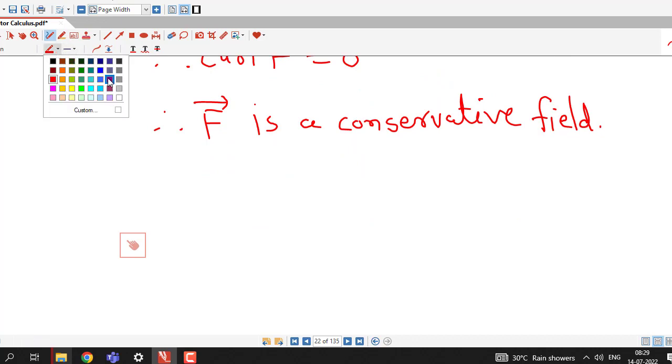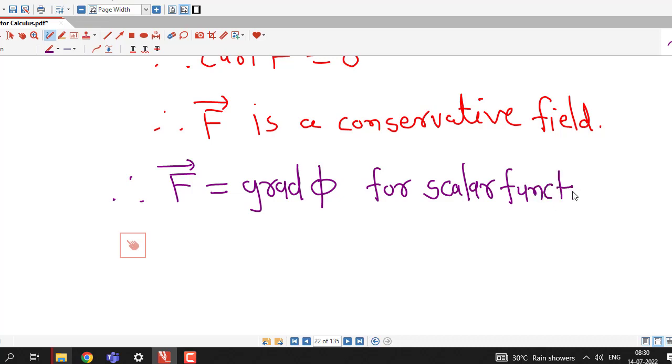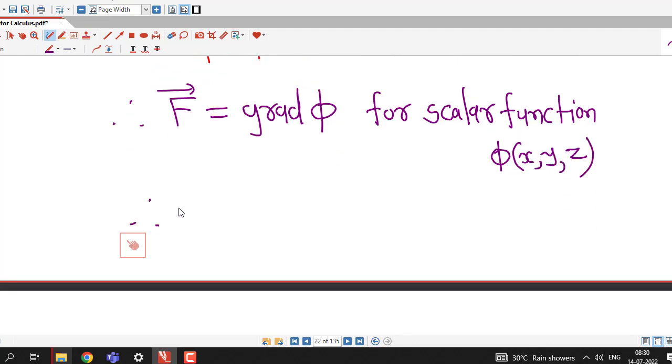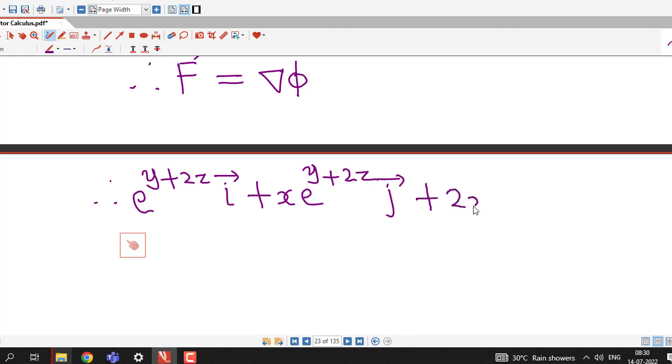And now, because F bar is conservative, we can write F bar equal to gradient of some scalar function. They are using phi notation for scalar function or scalar potential. So we also use the same notation phi for scalar function phi, which is a function of three variables. Now we try to compare the components of these two vectors. Before that, we write gradient of phi in this way, and on left hand side we write down our vector. Our vector is e raised to y plus 2z times i plus x e raised to y plus 2z times j plus 2x times e raised to y plus 2z times k.